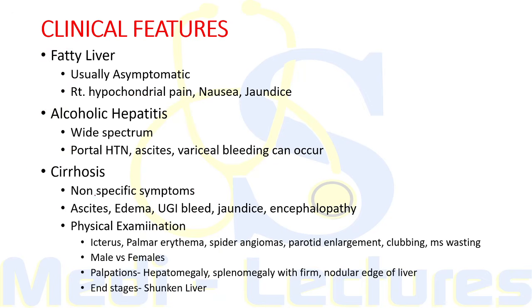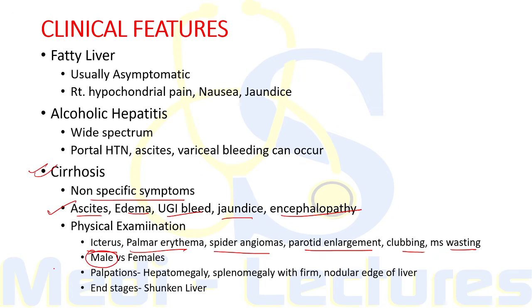Now, finally, coming on to the clinical features of cirrhosis, these can also present with non-specific symptoms like vague right hypochondrial pain, fever, nausea, vomiting, diarrhea, anorexia, and malaise. Alternatively, these can present with more specific complications of CLD like ascites, edema, upper GI bleed, jaundice, or encephalopathy. And physical examination often reveals icterus, palmar erythema, spider angiomas, parotid enlargement, clubbing, muscle wasting.